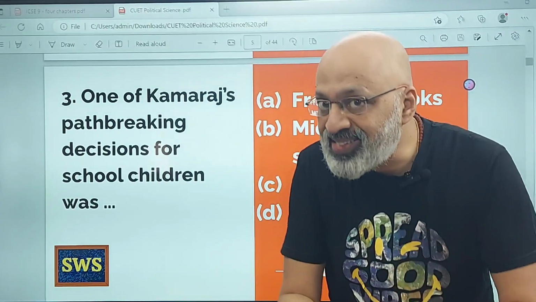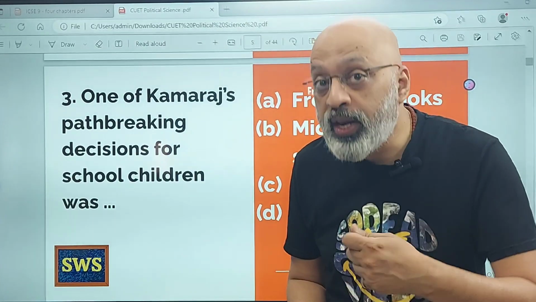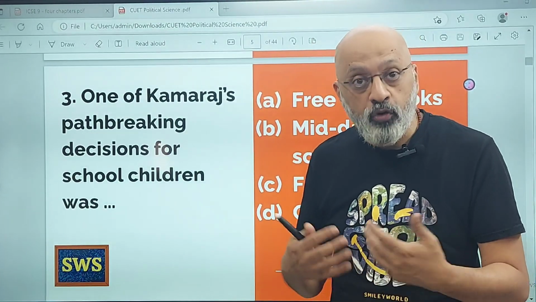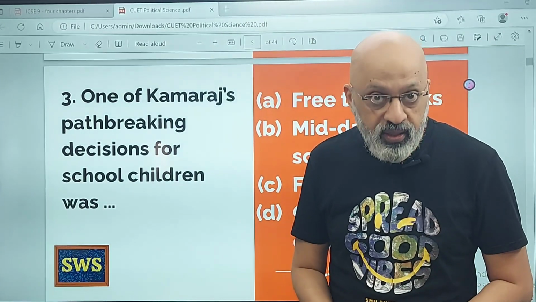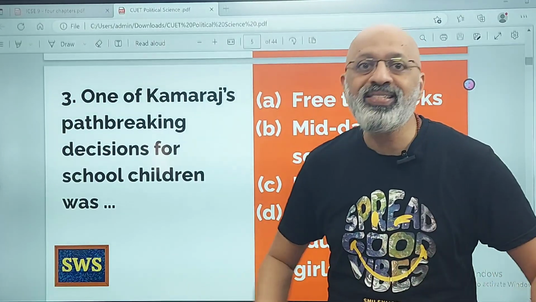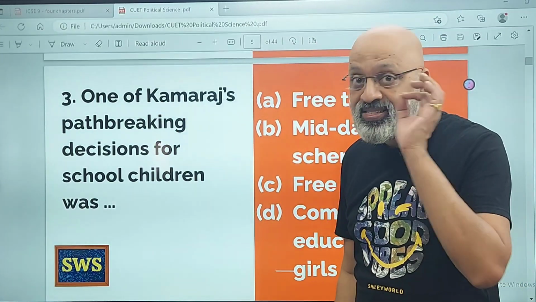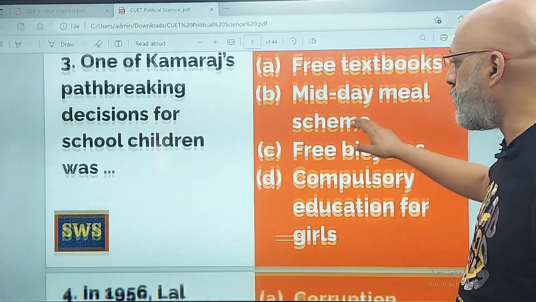So it's also an incentive for children from poor families that if you go to school, you will get free food also, right? A good nutritious meal in the afternoon, and that will also encourage students to go to school and study, right? So that was something which Kamraj, as the Chief Minister of Tamil Nadu, introduced.